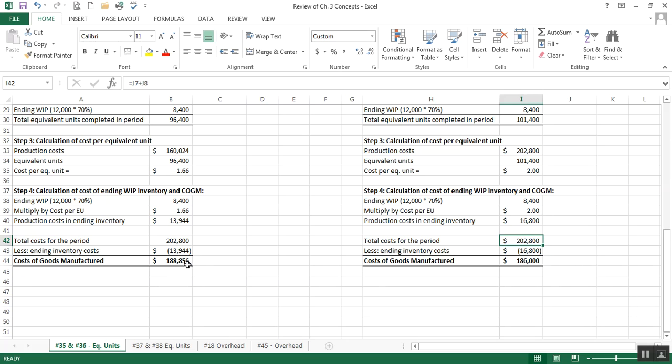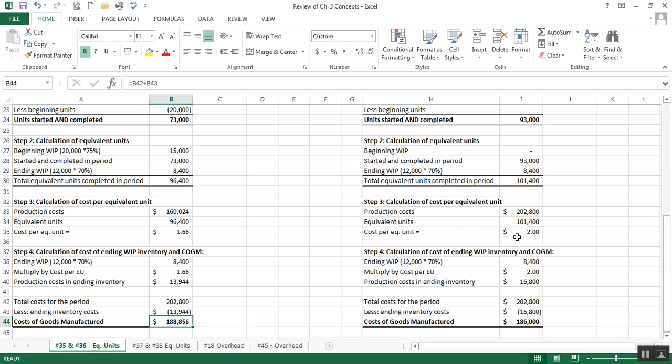So you can see the costs of goods manufactured are different between the two methods. Not significantly so, but different nonetheless. And you can also see the variance in the two methods side by side.